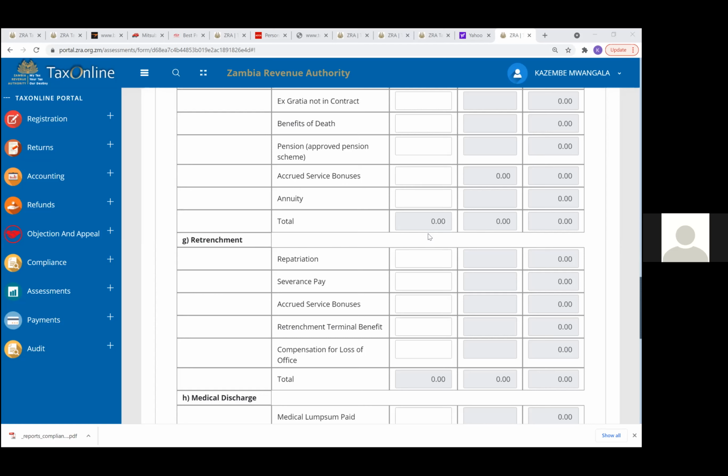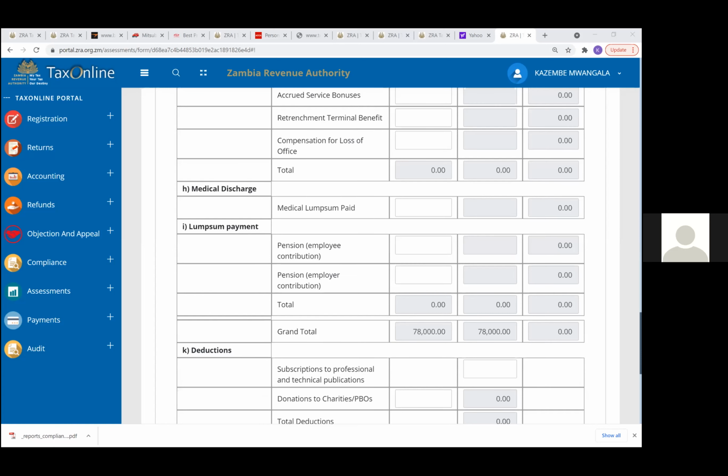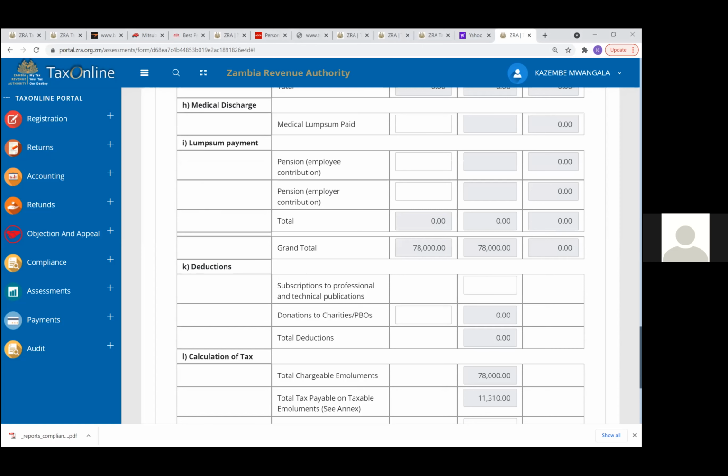Adrian, any hands before we go to the bank details and attachments before we close? I haven't seen any. Okay, we can. All right. So I'll proceed to the second part.